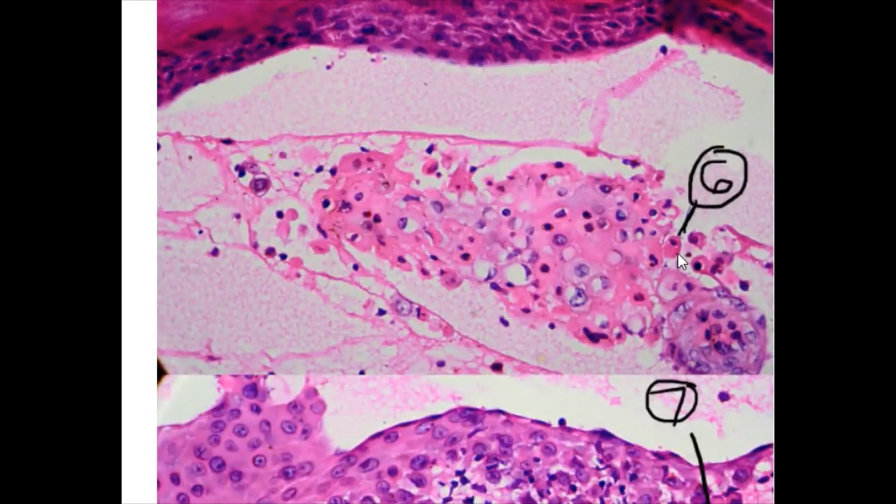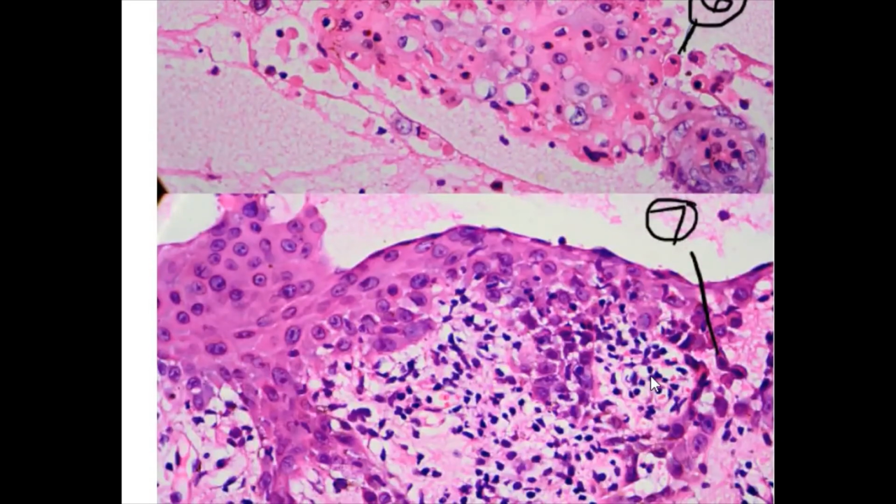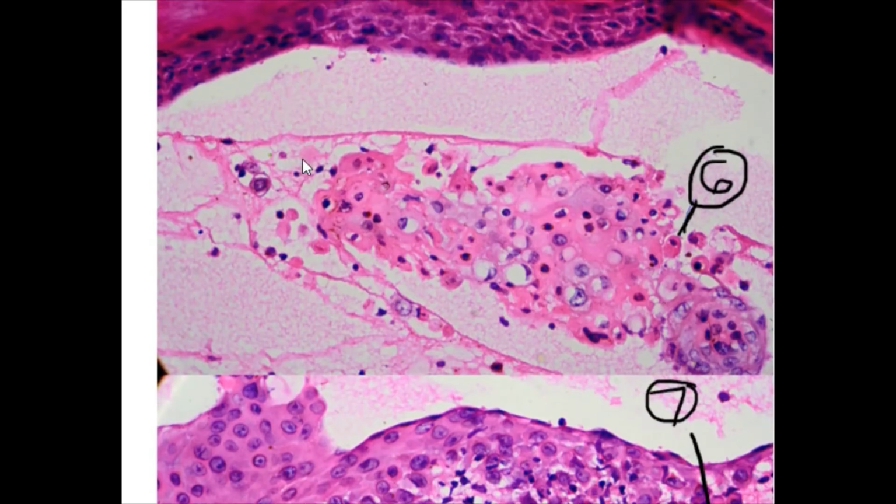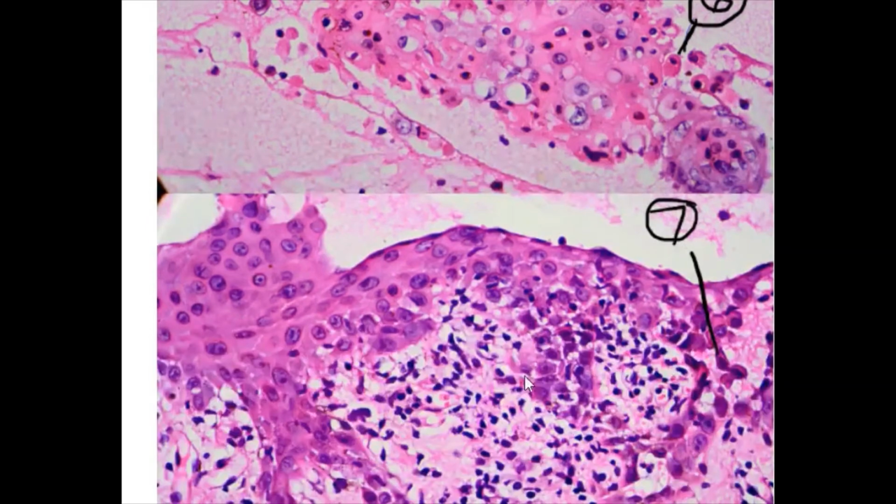Next, number 6 again is a dyskeratotic acantholytic keratinocyte. So that is an acantholytic keratinocyte. Same here. Number 7 is the same thing. I've just labeled different similar cells so that you know what we're looking at. All these are acantholytic cells which have now floated into the blister cavity.